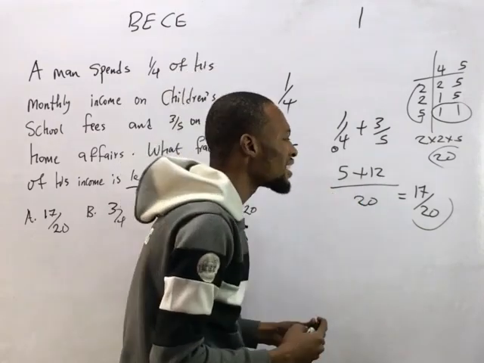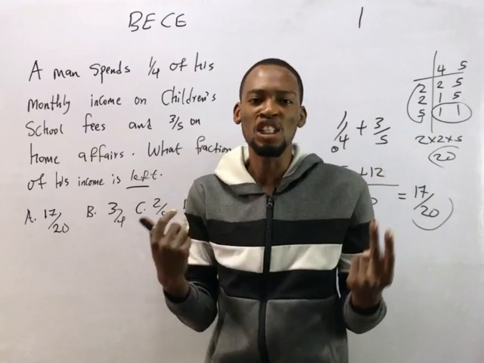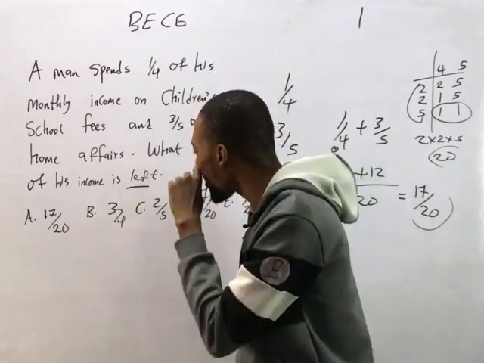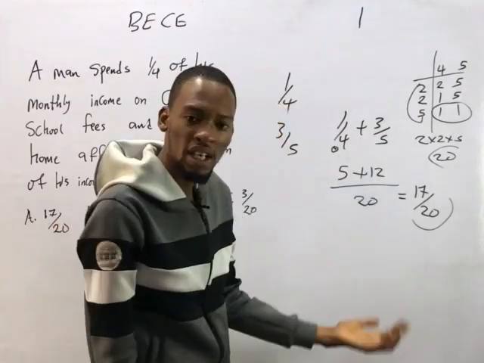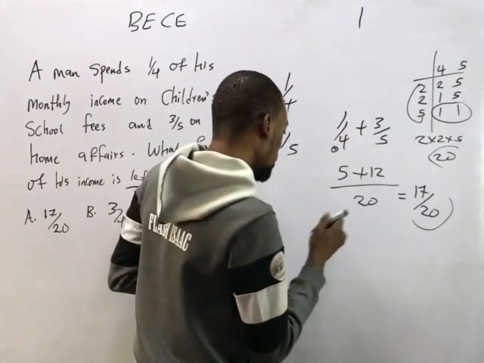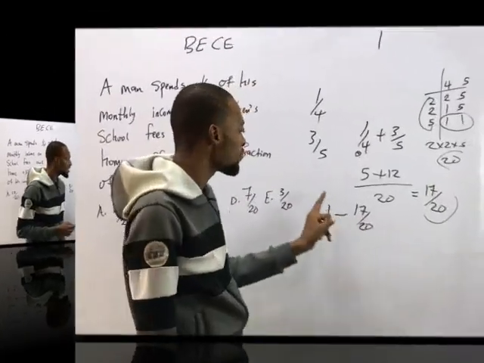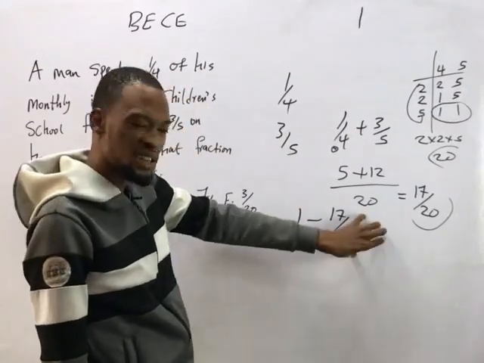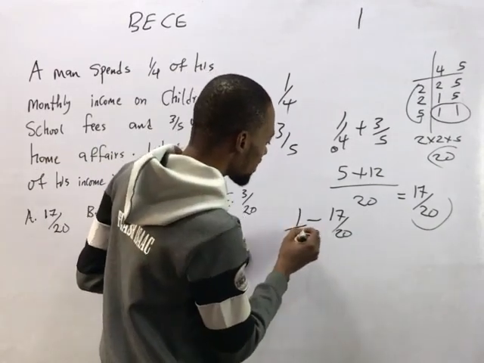Now, 17/20 is the amount spent, but we are not looking for the amount spent. Look at the question. It says income that is left. So don't go and rush and shade 17/20. That's not what is left. This is what was spent. So what is left is the whole number, right, minus 17 over 20. So what is left is the full amount, that is whole number, minus the amount spent. So this is the fraction spent.